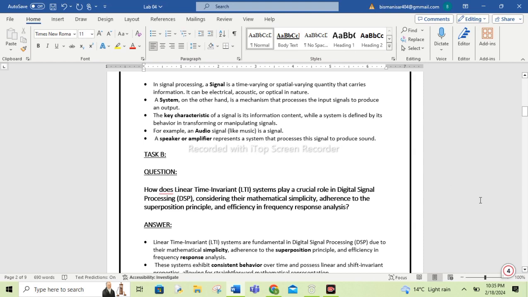Task B, question number 2. How does a linear time invariant (LTI) system play a crucial role in digital signal processing, considering their mathematical simplicity, adherence to the superposition principle, and efficiency in frequency response analysis?